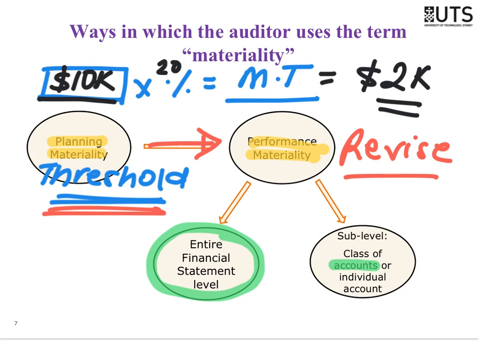And by the way, can you please write this down as well? That's why sometimes it's referred to as tolerable misstatement. Tolerable misstatement. Why? Because it's the maximum amount of misstatement we'll be willing to tolerate before it impacts on our audit opinion. So that's really important. But again, it can be used at the whole financial level or per account. This is more likely.